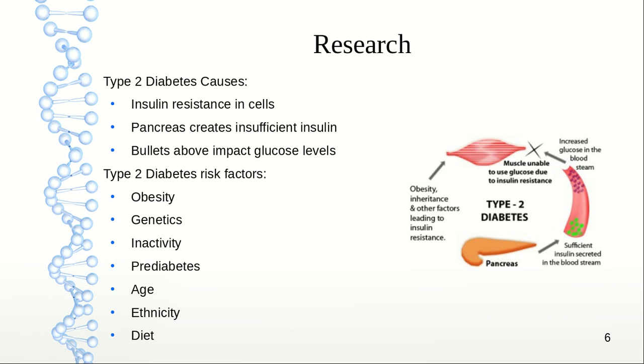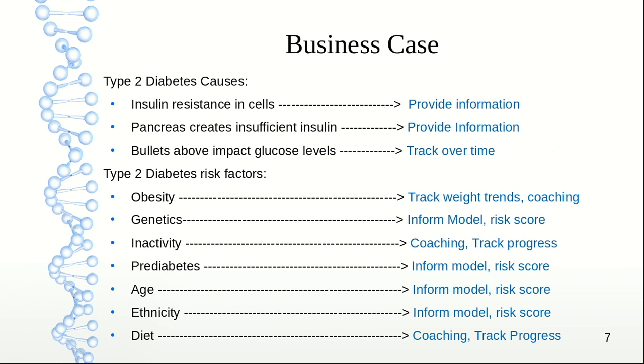So there's two main causes of type 2 diabetes. That's insulin resistance in your cells, or your pancreas creates insufficient insulin. And both of those affect your glucose level. So then there's risk factors associated with that. So obesity, genetics, and inactivity are the ones that are easiest to control and big impacts. But then there's also if you're pre-diabetic, if you are getting older, if you're the wrong ethnicity, or an ethnicity that's more prone to this than others, or if your diet is high in sugars or things like that.